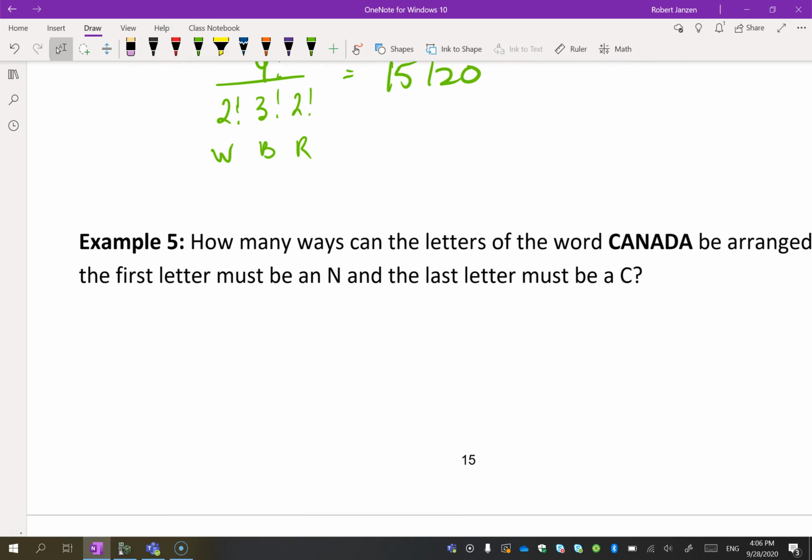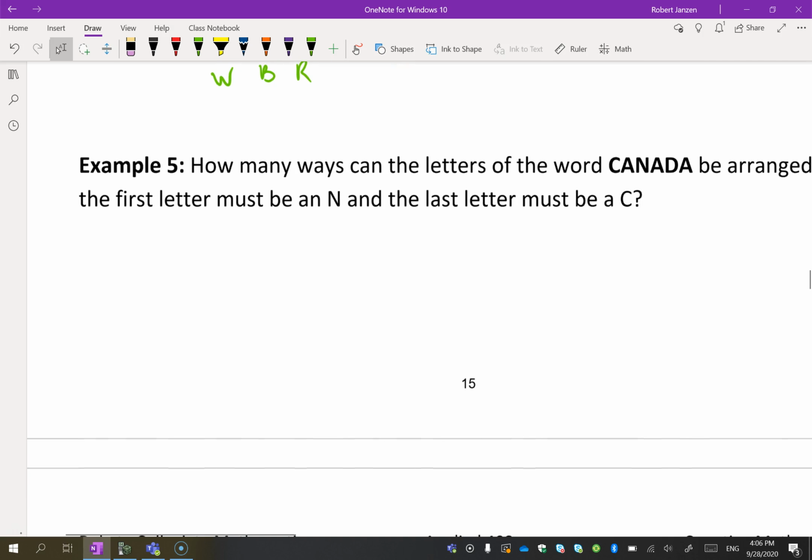How many ways can the letters of Canada be arranged? The first letter must be an N and the last letter must be a C. Well, this one requires us to consider some conditions, before the fact we recognize that there are 3 A's. It says we must put an N here. There's only one way to do that. And the last letter must be a C. There's only one way to do that.